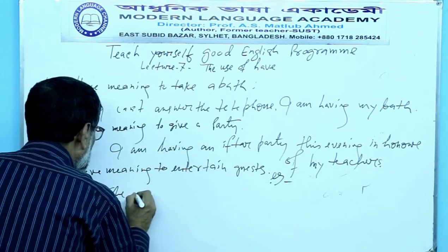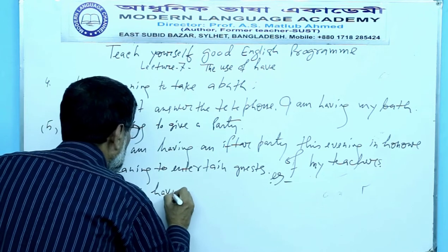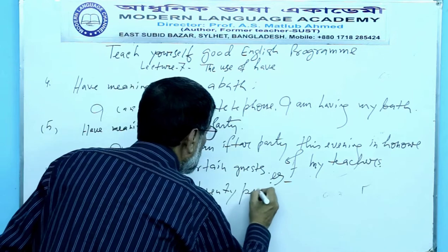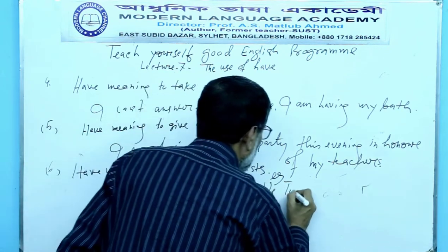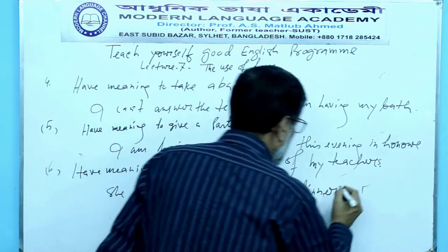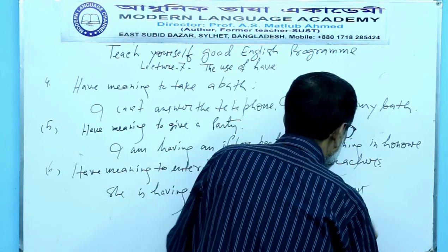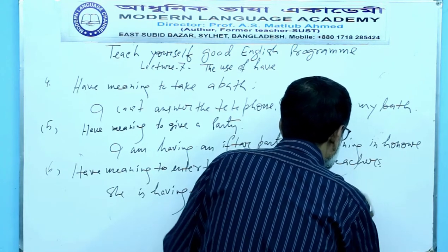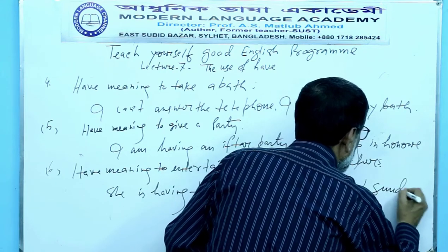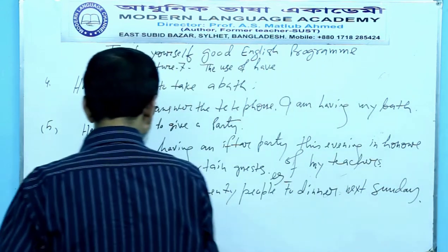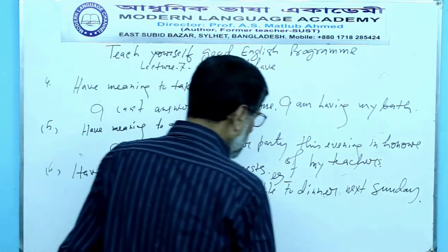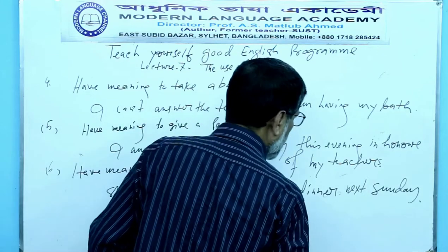She is having 20 people to dinner next Sunday. Next Sunday she's having, tini khabachen appayan korachen 20 people 20 jon lokke to dinner, dinner khabachen next Sunday agami rubbar.